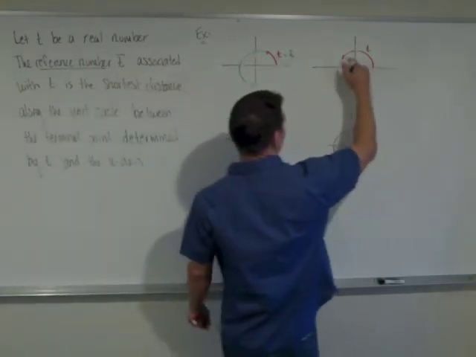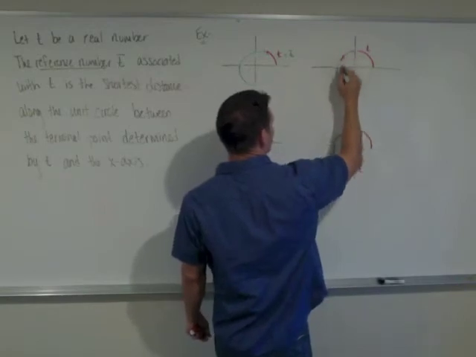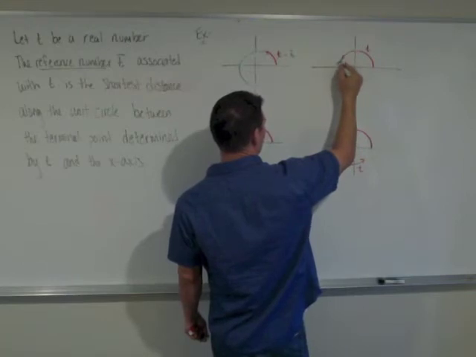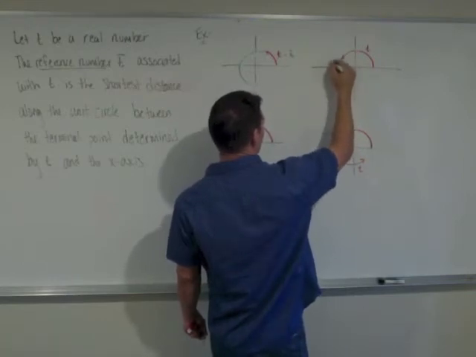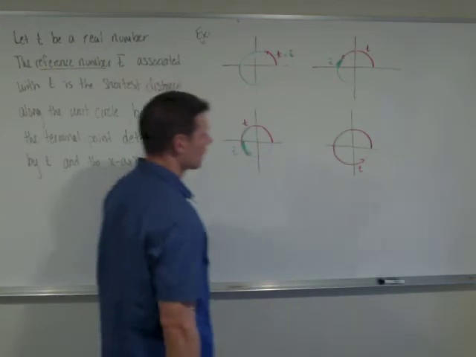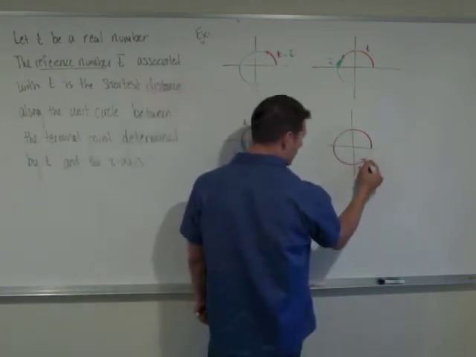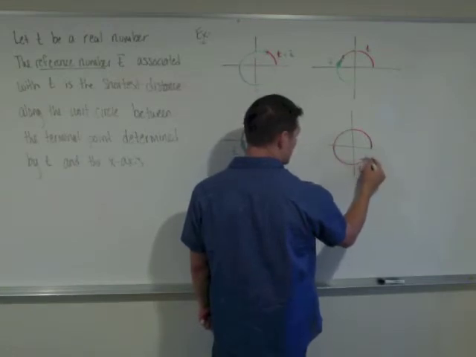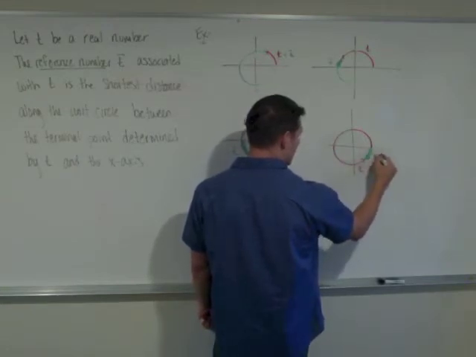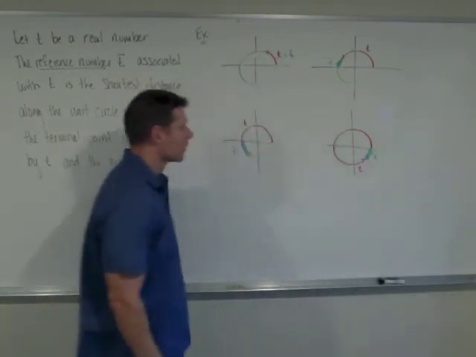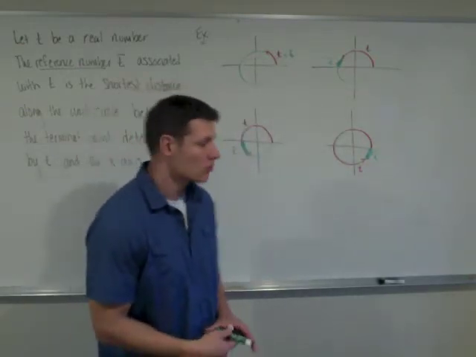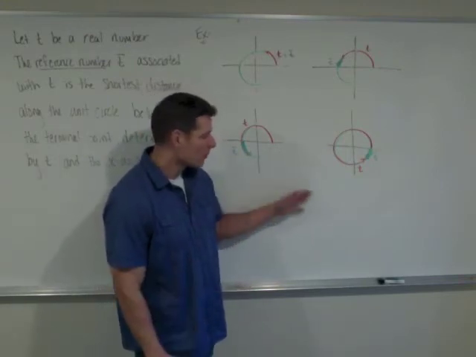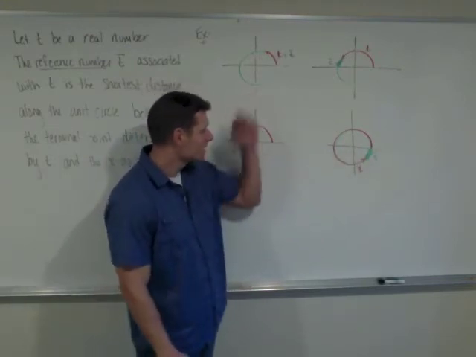What's the shortest distance from the terminal point to the x-axis along the unit circle? Well, it's this distance, and that distance we're calling t bar. What's the shortest distance from the terminal point to the x-axis along the unit circle? Again, it's this distance, which is t bar. So what we're determining here is just reference numbers. Now we're going to use reference numbers later on. Right now we're just getting used to exactly what reference numbers are.